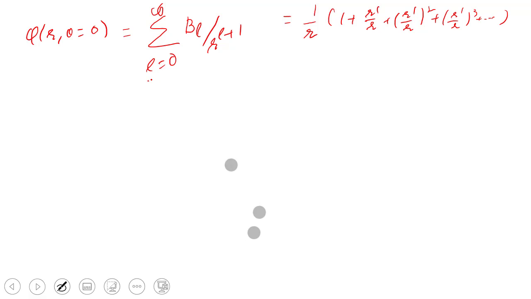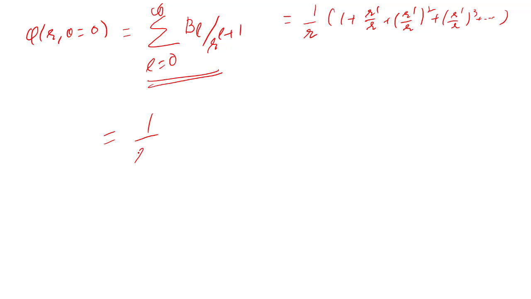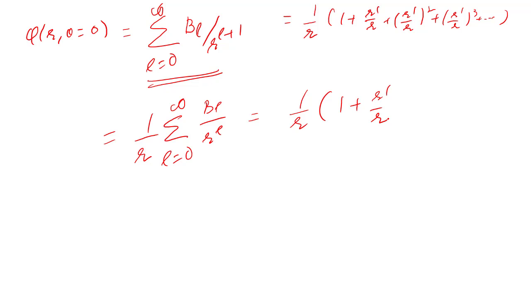So here, from this, I can take out 1 over r and write this as the sum over L equals 0 to infinity of B_L by r to the power L, and here I would have 1 over r times 1 plus r prime by r plus (r prime by r) whole squared plus (r prime by r) whole cubed. Here I would like to take a minute and point out what we are doing, because it's mathematically rigorous and I don't want you to lose the way.